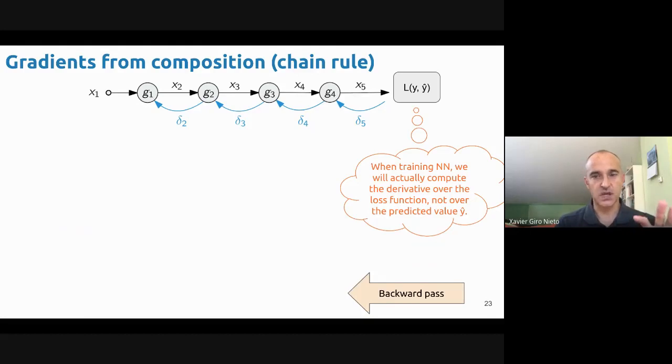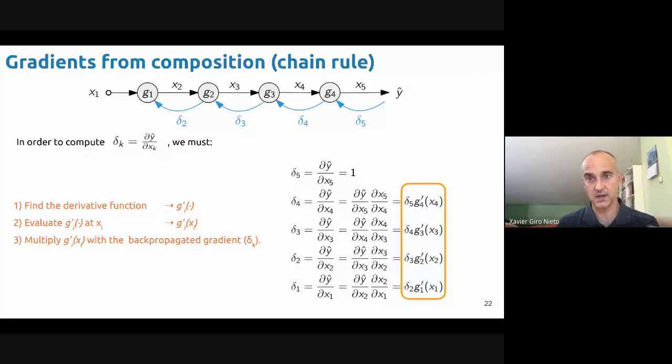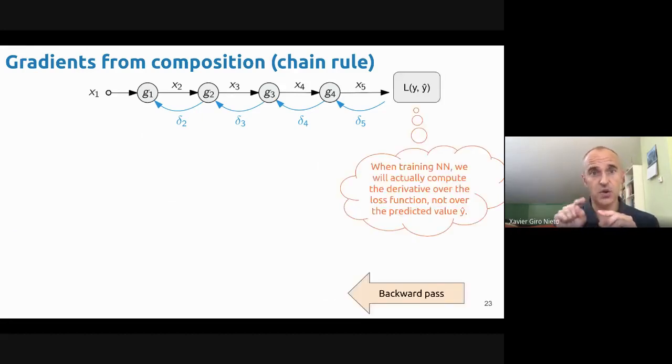Notice, and it's important, that while I was doing all this explanation with y hat, this is in general the chain rule, which maybe you have learned about. In our case, what we want to do is to know how the parameters of our model affect the loss function, because we want to decrease it. We want to minimize the loss function. So when training neural networks, we will actually compute the derivative over the loss function, not over the predicted value y hat.